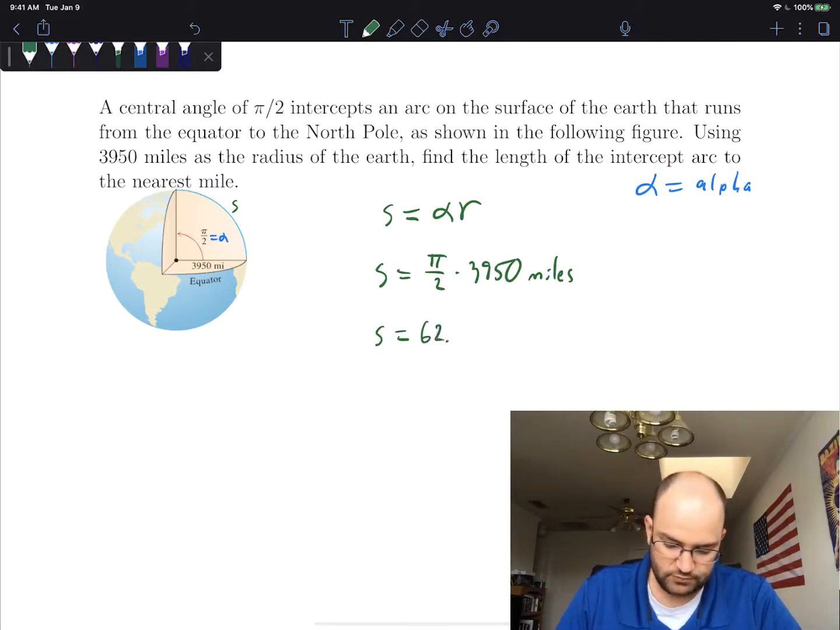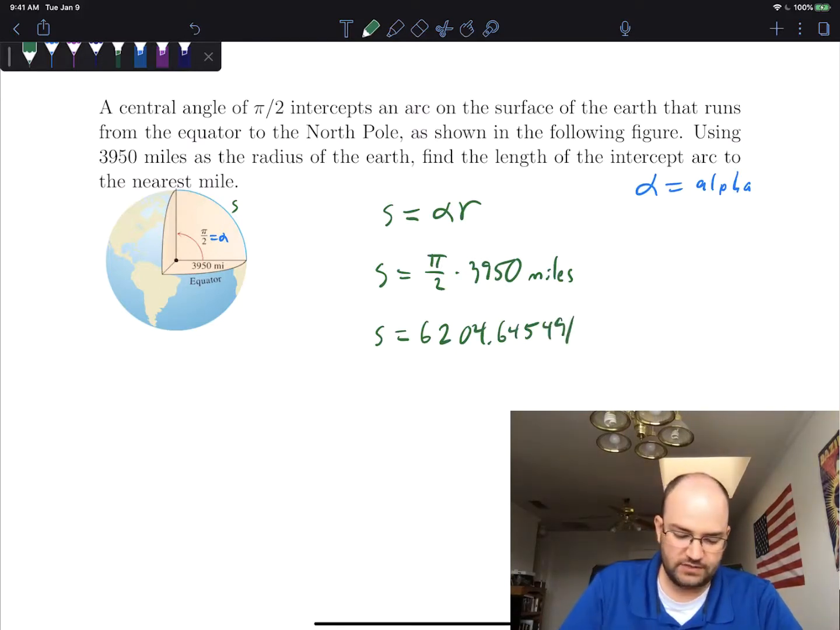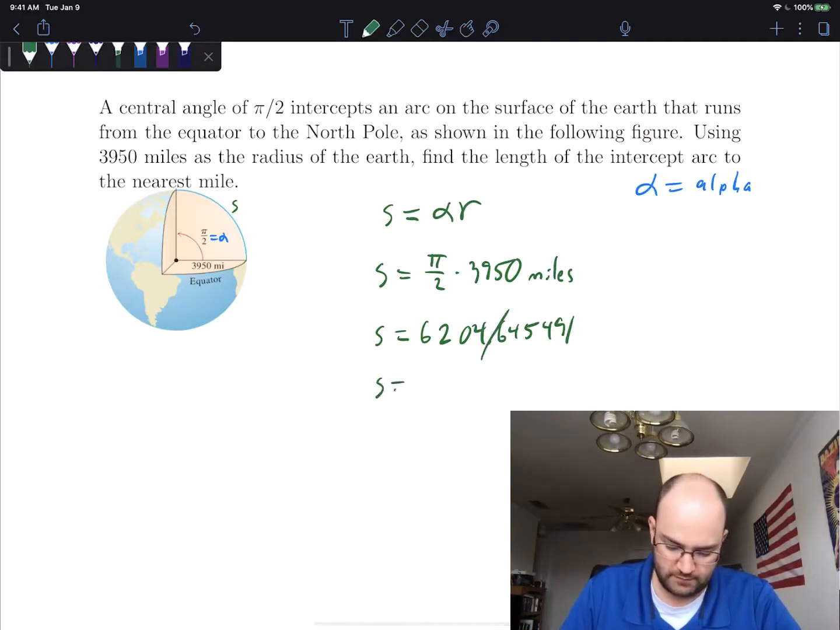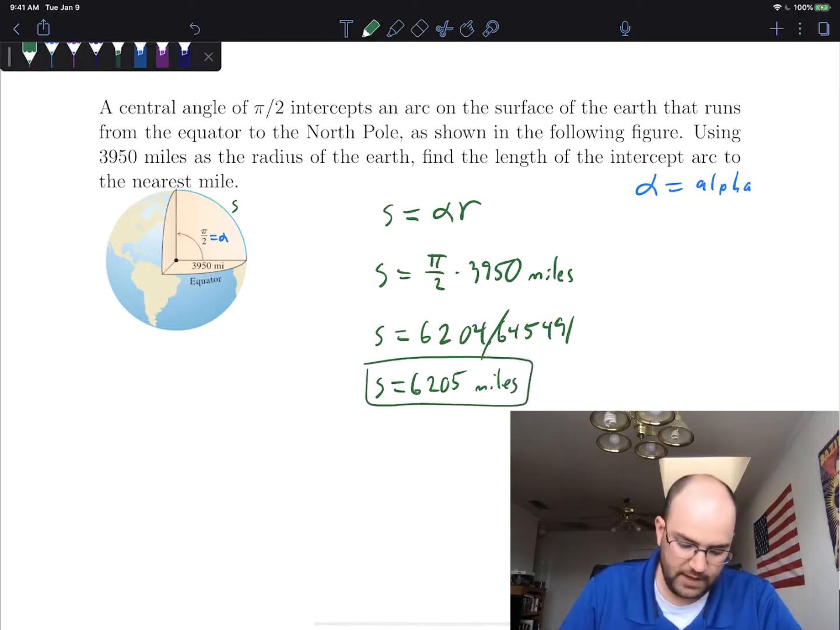We have 6204.645491. And we want to round to the nearest mile, which means, of course, we need to round right there. So we need to round that up to 6205. And the units here would be miles.